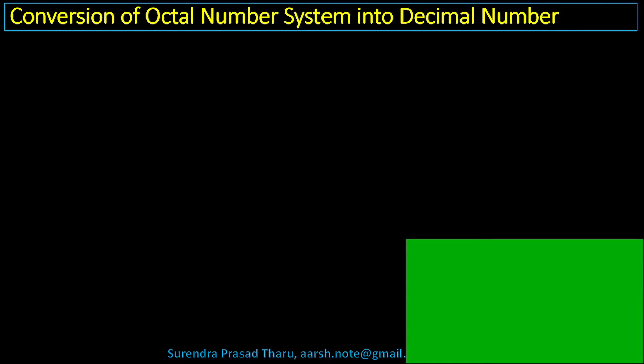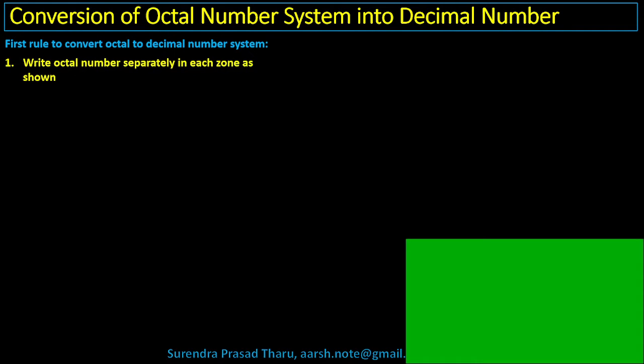If you have not gone through them, please watch my previous video about all the different definitions of the octal number, binary number, hexa number, and decimal number. So the first rule says to write down the octal number in a separate zone. As an example, here we have 123, an octal number, and we are going to convert it into a decimal number. So we must write it in separate columns.